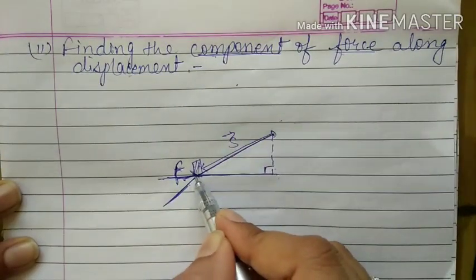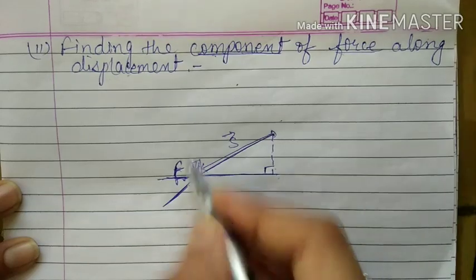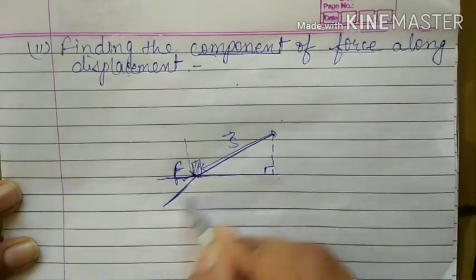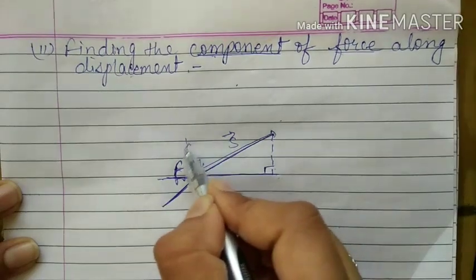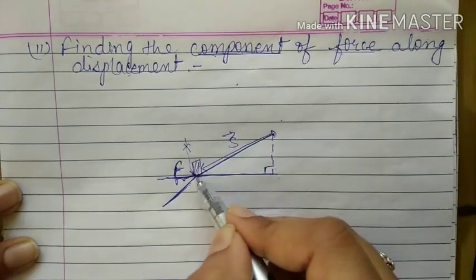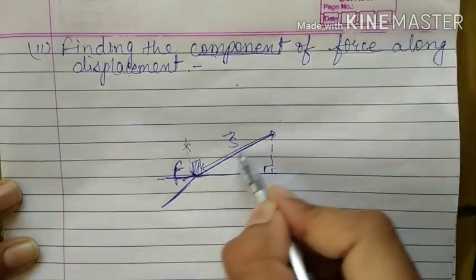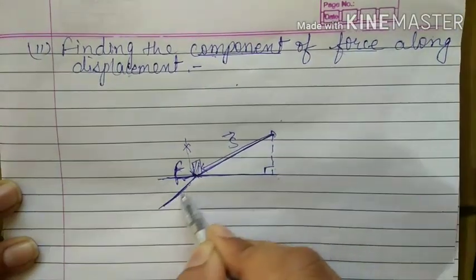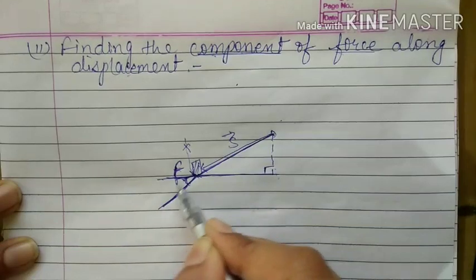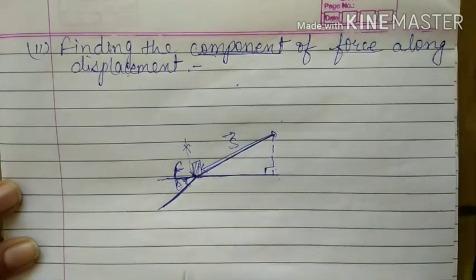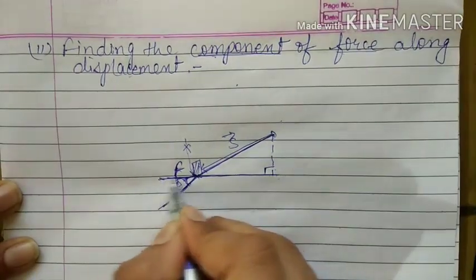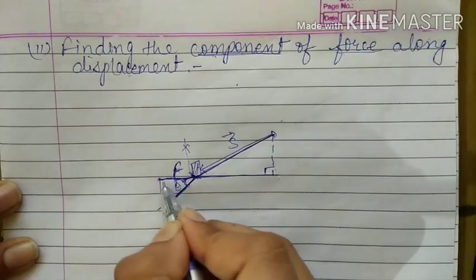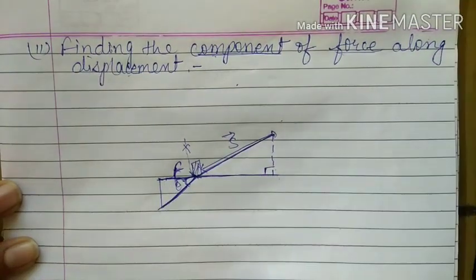This is force. Force will also have two components, one vertical component, one horizontal component, right? But this we do not need again because we want the component along the displacement. So this is the component of force at angle theta. Okay, same thing we will do. We will draw a perpendicular here, and this is the perpendicular.